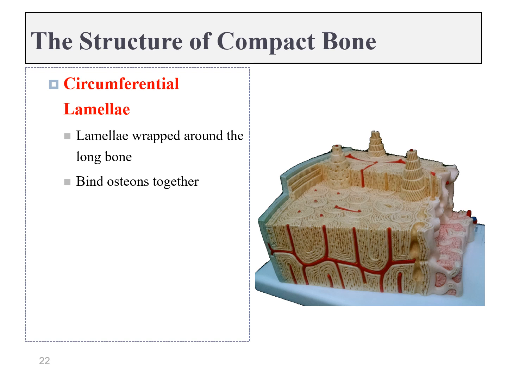So if concentric lamellae circle around a central canal like concentric circles, the circumferential lamellae are around the circumference of compact bone tissue, here at the edges, and they bind all of the osteons together.